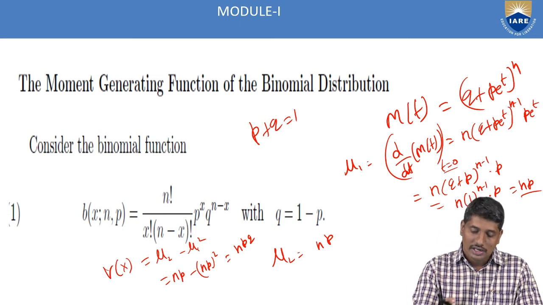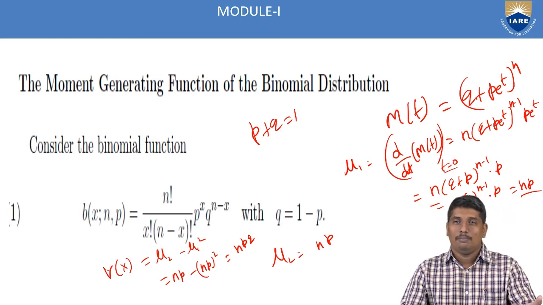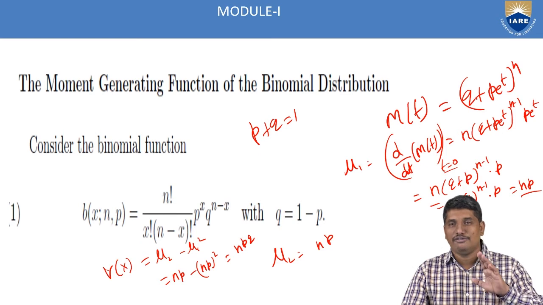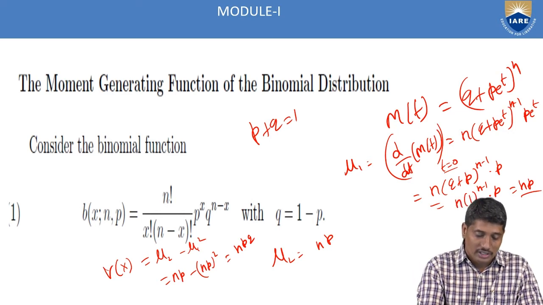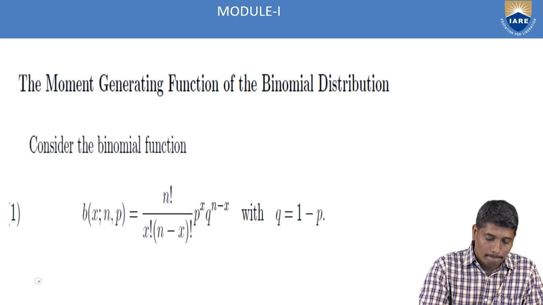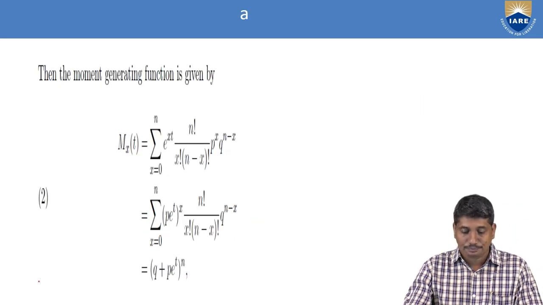Now let us go to the Poisson distribution. Let us try to find the MGF of the Poisson distribution, and let us look into its mean and variance. For that, let us go to the next slide.